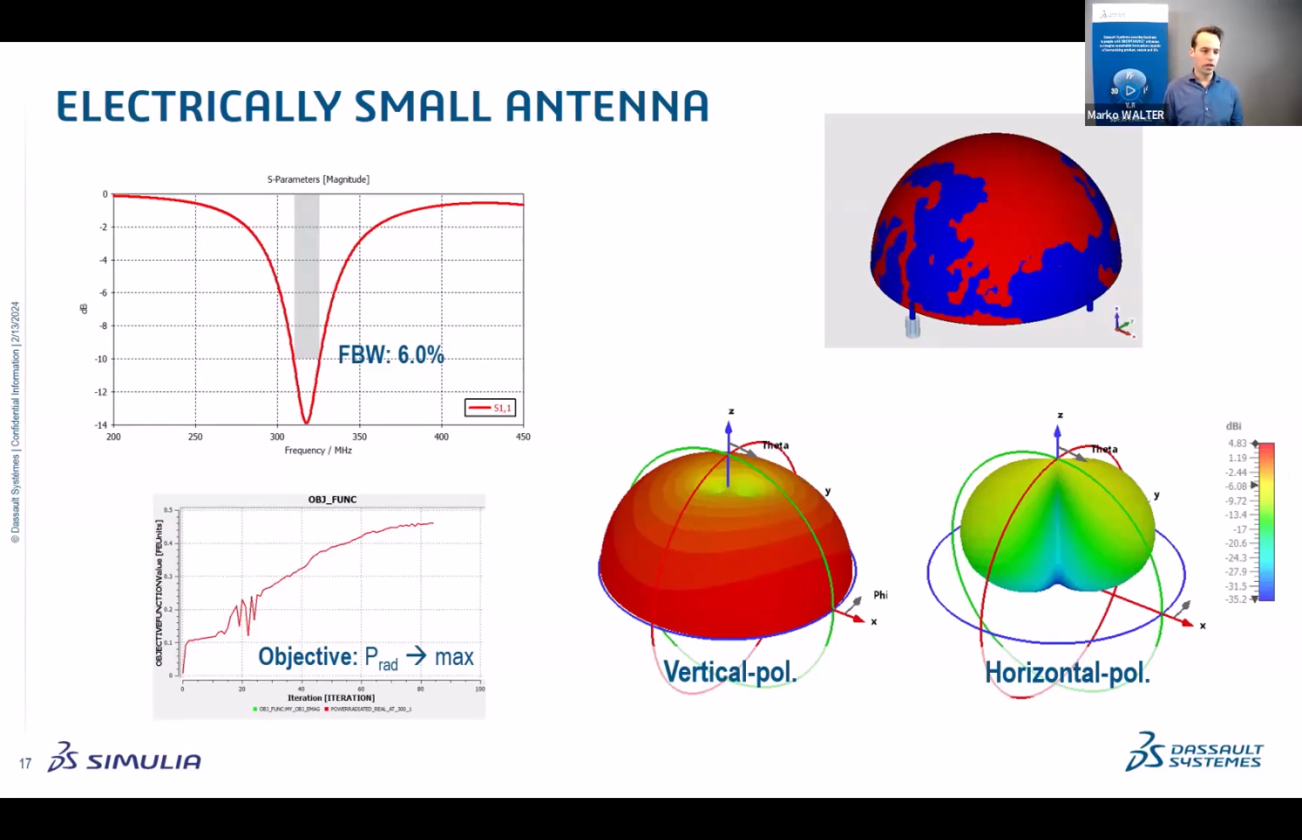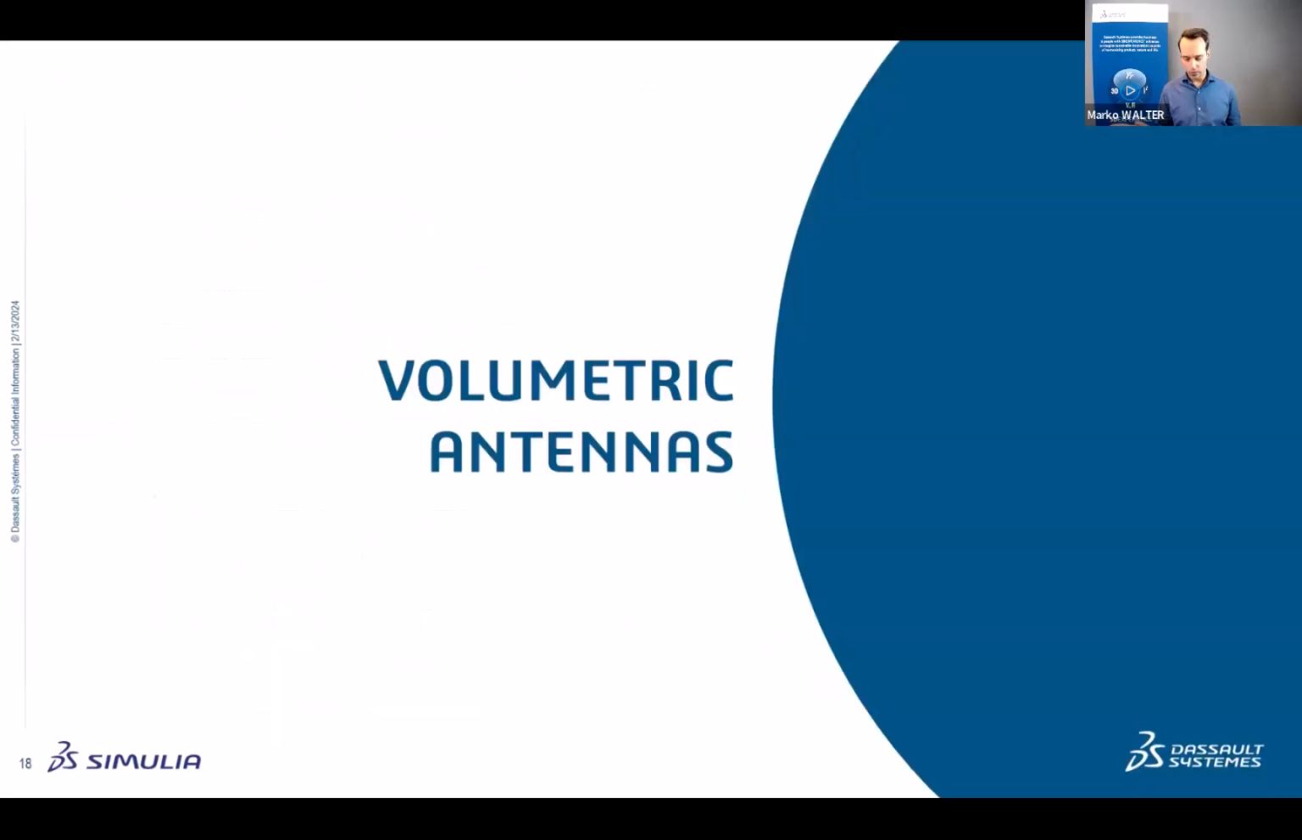And again, look at the convergence curve on the left-hand side corner. Just about 80 iterations, and the radiated power is maximized in this case.